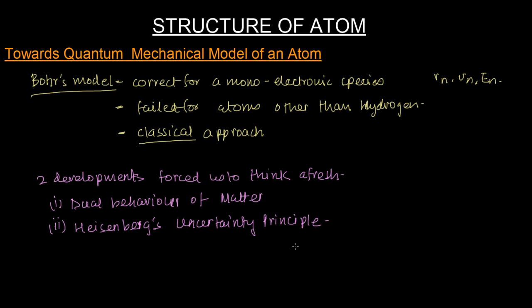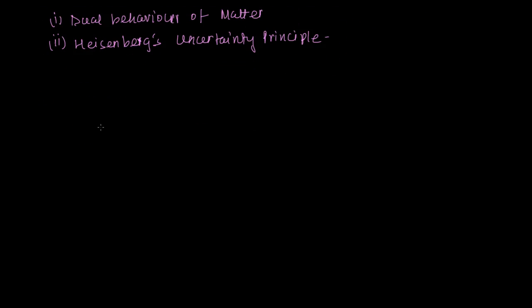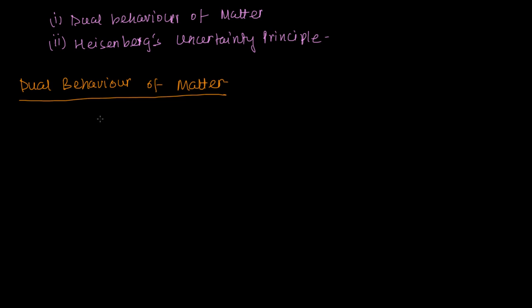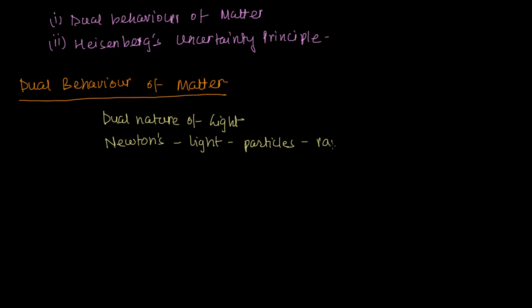Now let's try to understand the first one first, that is the dual behavior of matter. We have heard about the dual nature of light. Let me recapitulate. What happened in Newton's time? In Newton's time, light was thought of as made up of particles and was treated as a ray.